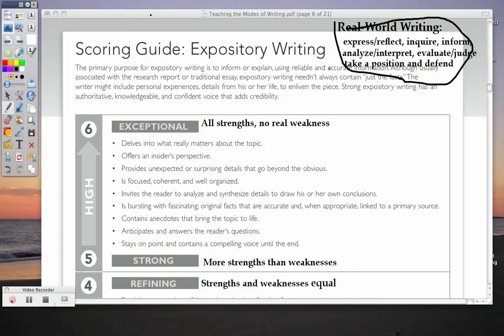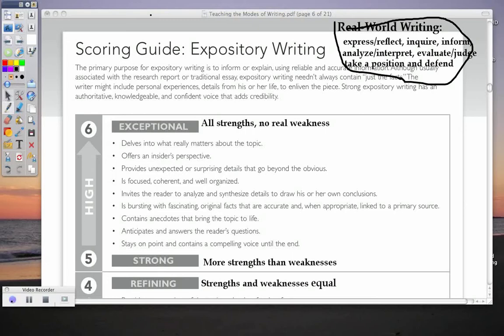If you look at the rubric, a 5 or a 6 paper is a paper that's all about the strengths. An exceptional paper, a 6 paper, would have nothing but strengths, no real weaknesses in the paper. All of the traits are at a 6 level. A strong paper is a paper that is still very strong, but there are certain traits that have weaknesses in them. Some of the traits are not at a 5 or a 6 level.